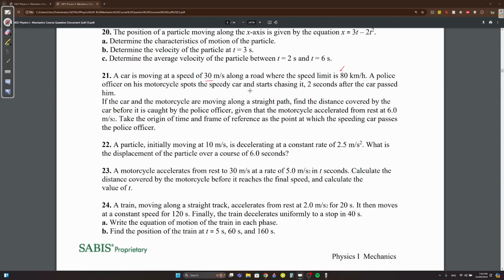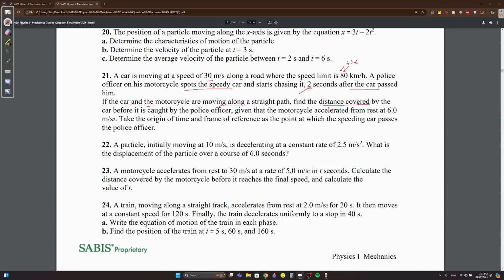We know he's driving above the speed limit. You want to see it yourself: 80 divided, convert to meters per second, you divide by 3.6. You're going to see he was driving above the speed limit. That's why the police officer on his motorcycle spotted the speedy car and starts chasing it 2 seconds after the car has passed. Okay, the car and the motorcycle are moving along the same path.